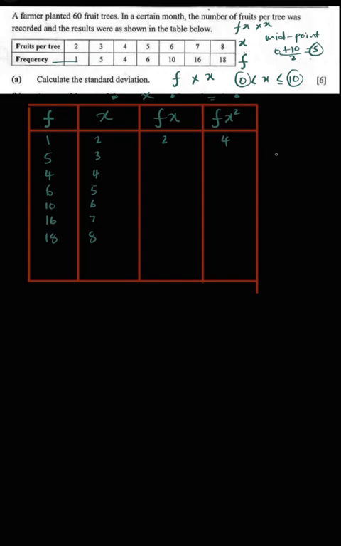We continue doing the same here throughout. So 5 times 3, 15. Then 15 times 3, 45. Okay, then 4 times 4, that is 16. 16 times 4, that's 64. Then 6 times 5, that's 30. Then 30 times 5, that's 150.